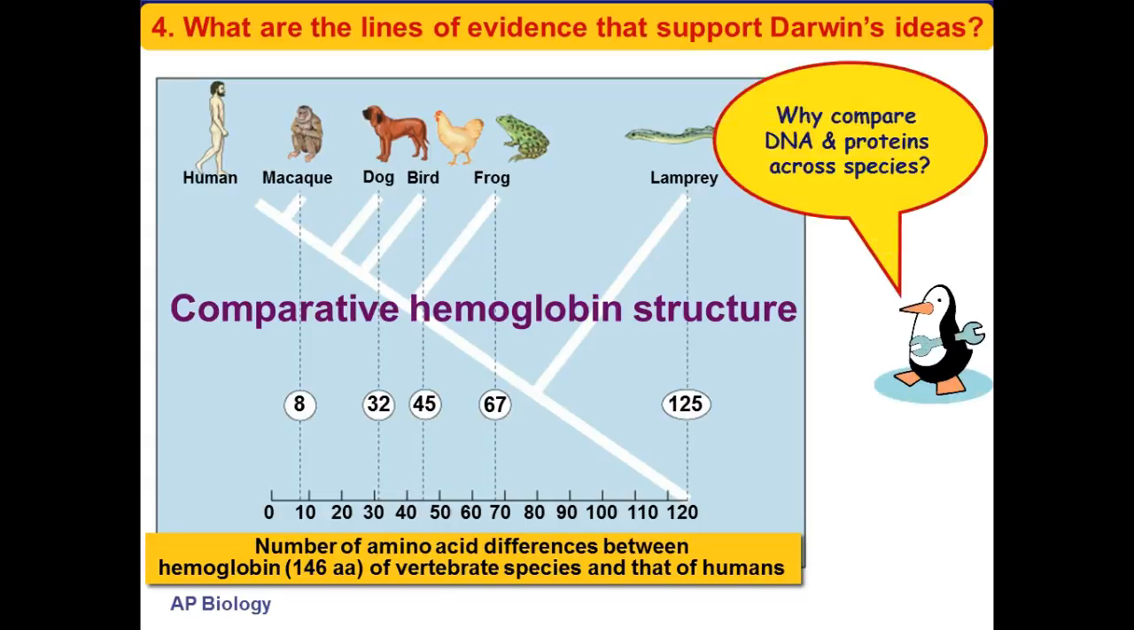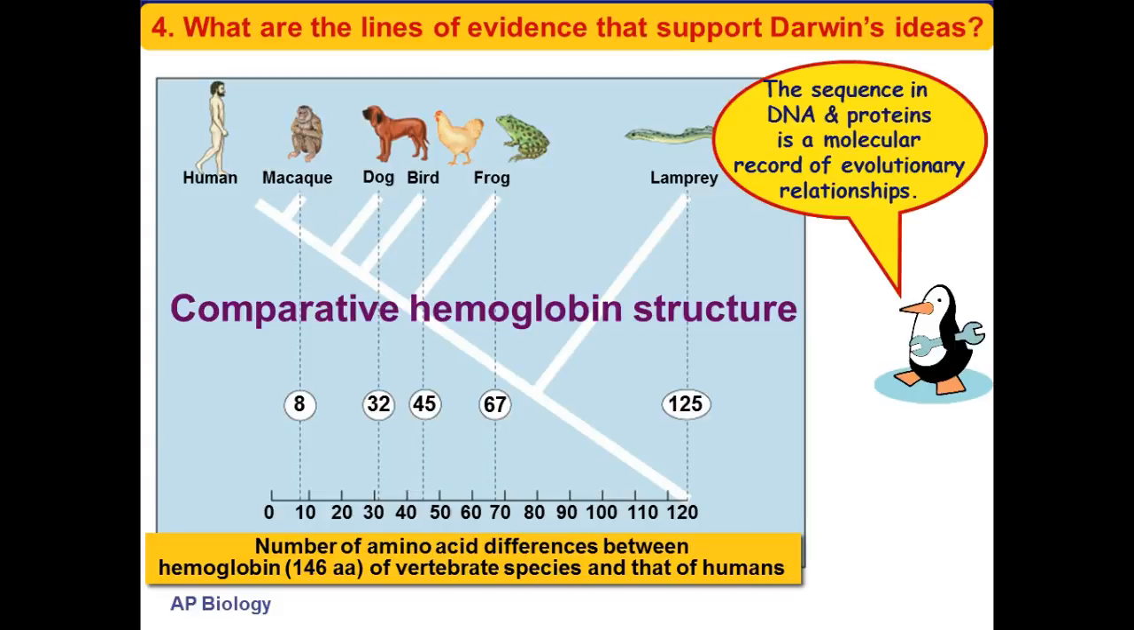But if we compare the human to the dog, there's 32 differences. Human and bird, 45 differences. Human and the lamprey, which is in some ways more closely related to fish, has 125. So most of its amino acids are different from the human. Why compare these DNA and proteins across species? Well, if you count the differences, you can find evidence of evolutionary relationships.